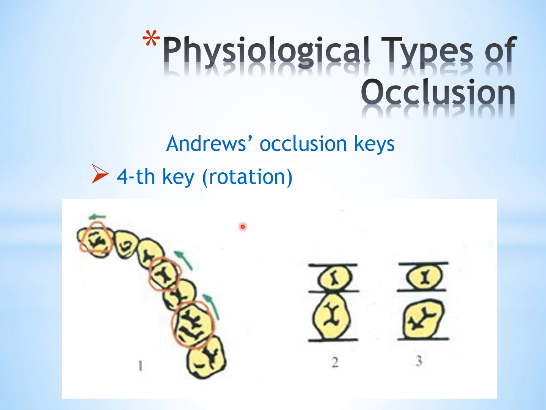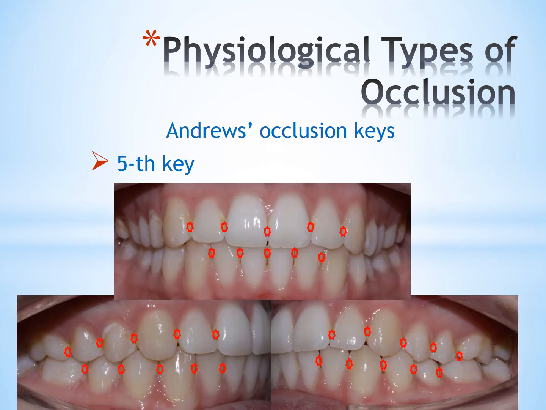The fourth key is called rotation. Why is this key very important? Because a rotated tooth will take more space in the dental arch. If a tooth is rotated, it will take more space in the dental arch.